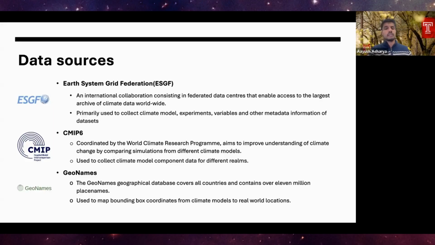What about GeoNames? GeoNames is a geographical database that covers all countries and contains over 11 million place names.